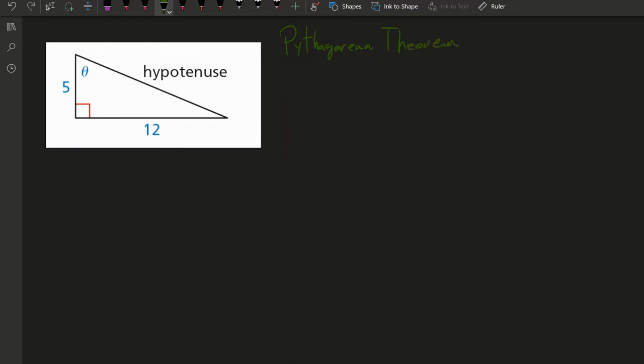So the Pythagorean theorem, a squared plus b squared is equal to c squared, where a and b are legs of the triangle and c is the hypotenuse. So we would say 5 squared plus 12 squared is equal to c squared. So that would be 25 plus 144 is equal to c squared. So 169 equals c squared. Taking the square root of both sides, I would get c is equal to 13.